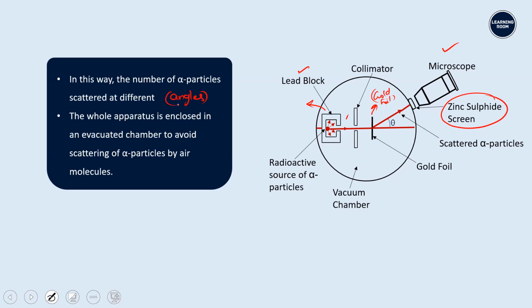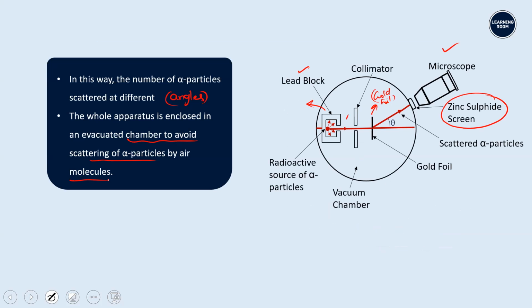And most importantly, the whole apparatus is enclosed in an evacuated chamber to avoid scattering of alpha particles by air molecules. Tomorrow you should not come and tell me that it happened due to air particles, because there is nothing except a gold foil and alpha particles present. Am I clear?